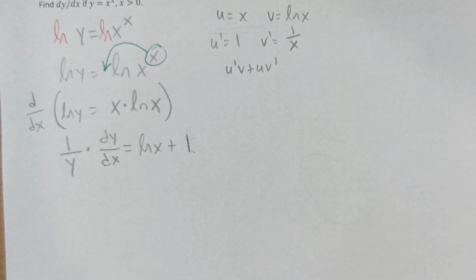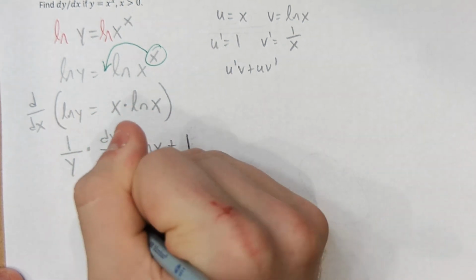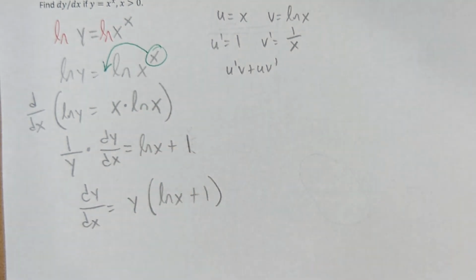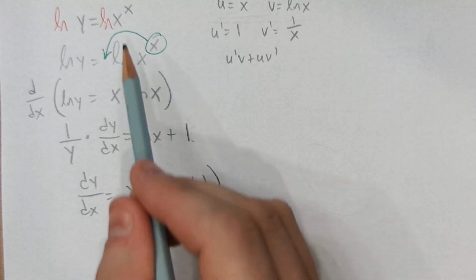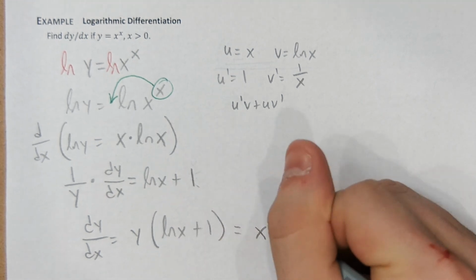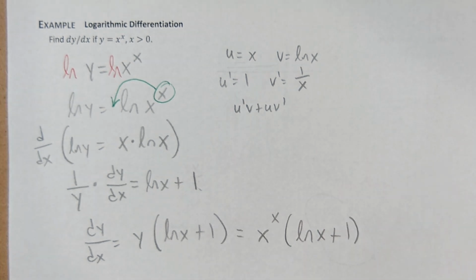And I'm trying to get dy dx by itself, right? It's so easy. I mean, we cancel all fractions the same way. You just multiply both sides by the reciprocal. The reciprocal of 1 over y is y, so we just multiply both sides by y. So dy dx equals y times the ln of x plus 1. And guess what? Just like before, we have an expression for y. Y is x to the x. Boom. Mic drop.